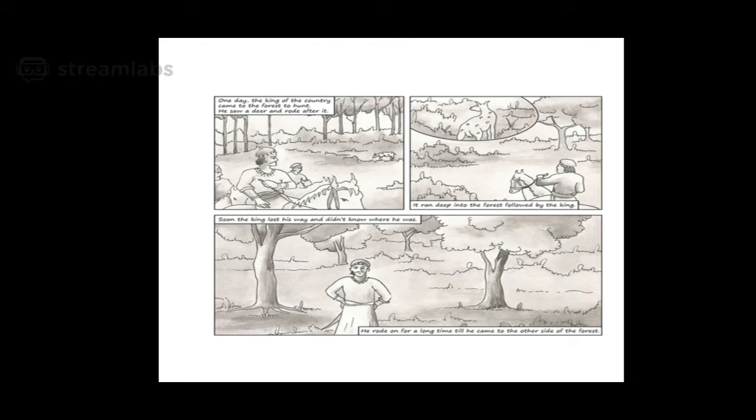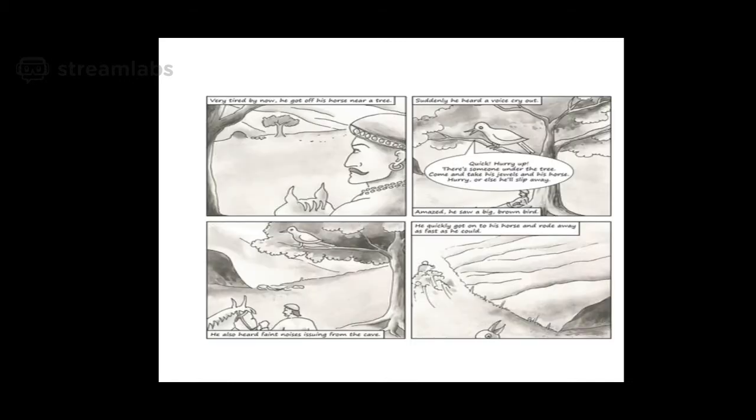He rode on for a long time till he came to the other side of the forest. Very tired. Here you can see he is very tired. By now he got off his horse and sat down under a tree that stood near a cave. Suddenly he heard a voice cry. In the second picture you see this bird is crying.